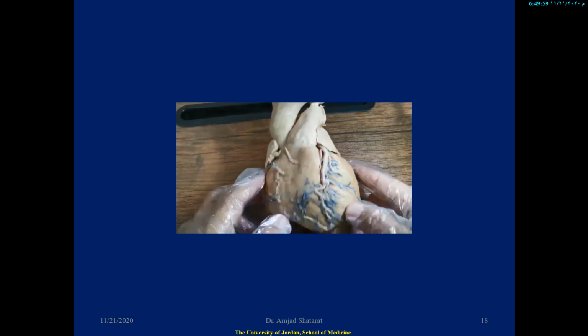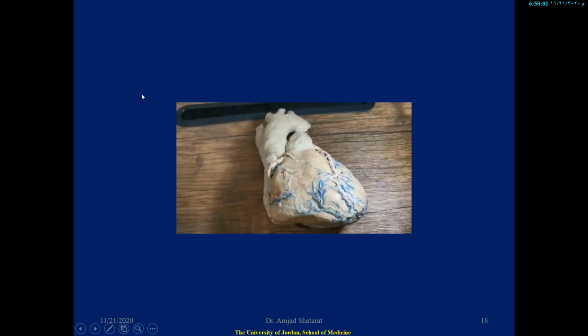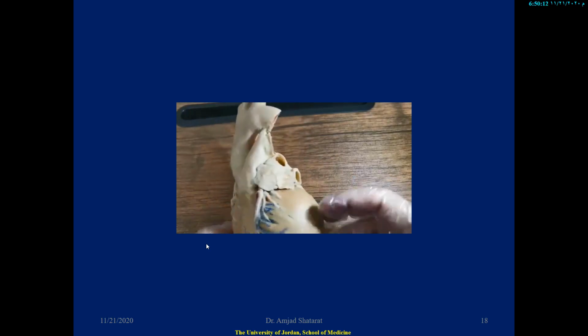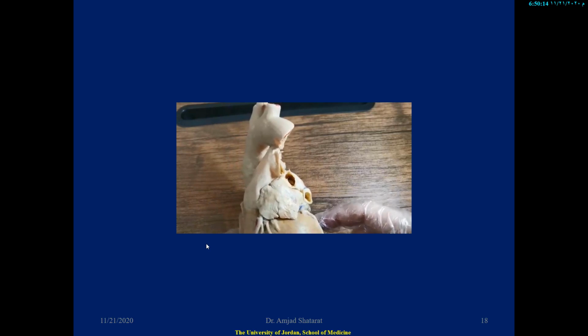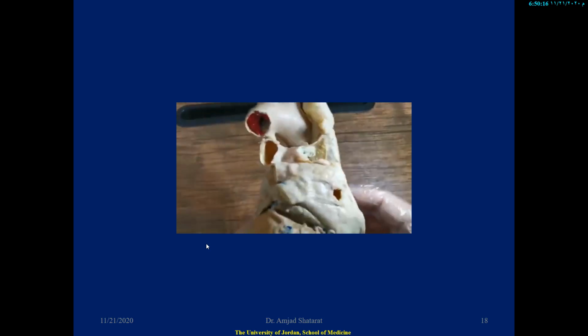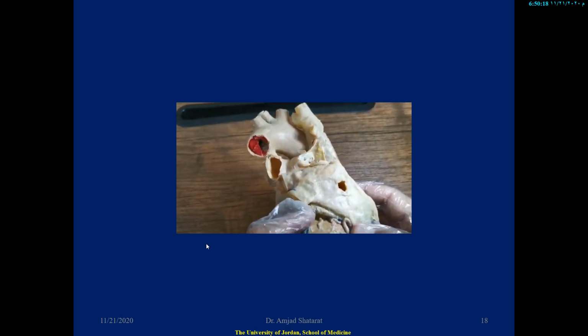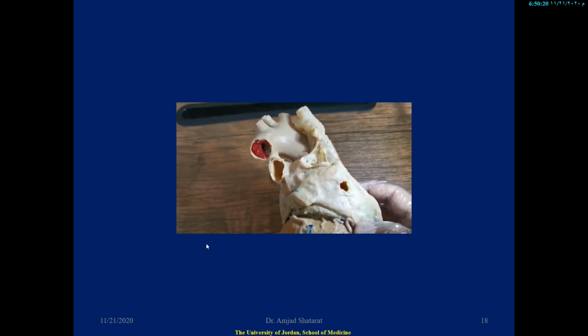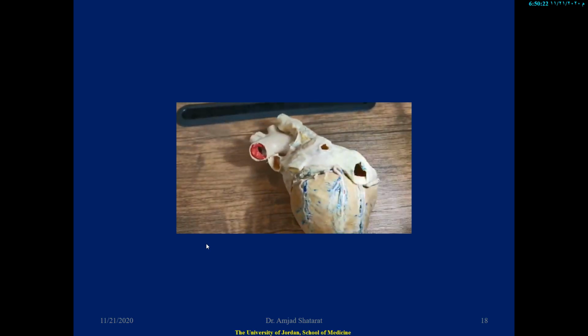To make things easier for you, the contents of the coronary sulcus are the right coronary artery, as we've seen here, the left circumflex artery, and posteriorly it is occupied by, of course, the coronary sinus.